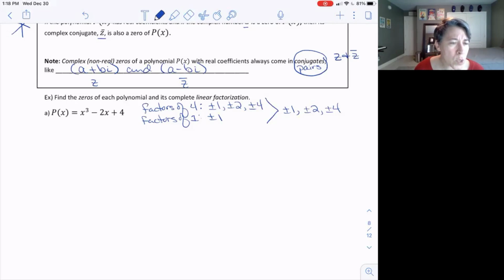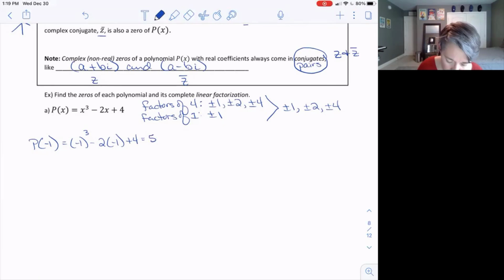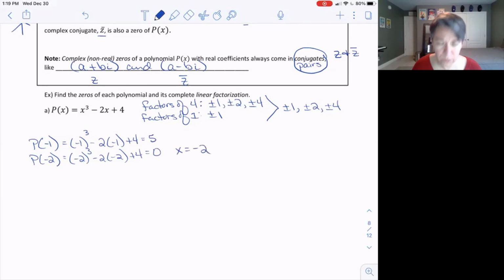Well, looking at that polynomial x cubed minus 2x plus 4, if I plug in just positive numbers, I'm going to get a really large positive number. I need a negative in there somewhere. So I can try p of negative 1. And again, you can use your table on your calculator. But this guy actually gives us 5, so he's not a 0. Let's try negative 2. And this guy does give us 0. So we know that x equals negative 2 is one of our real zeros.